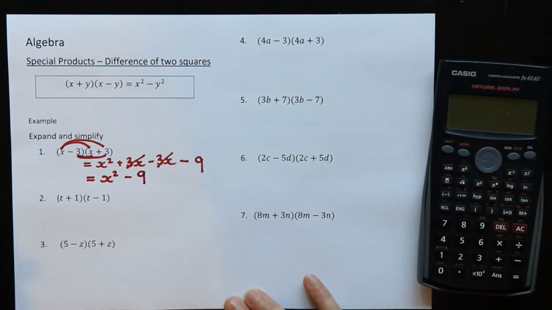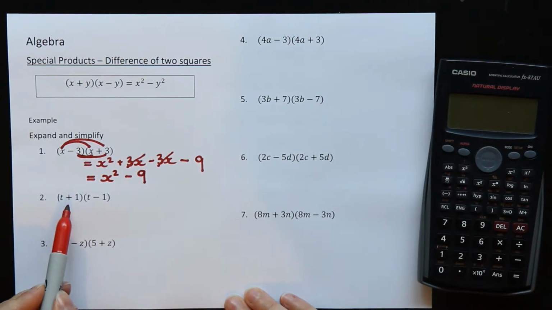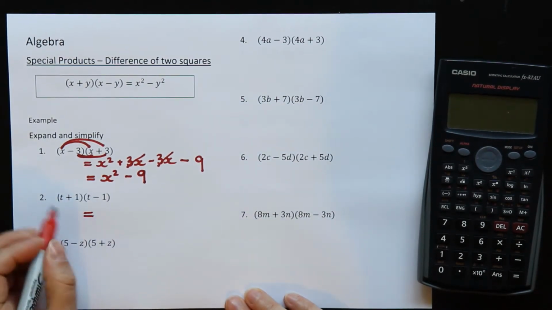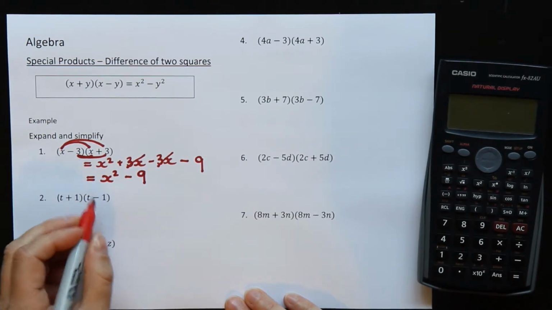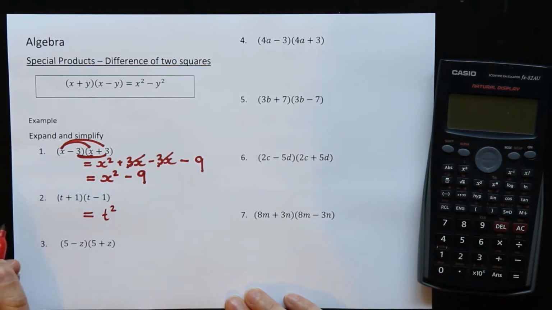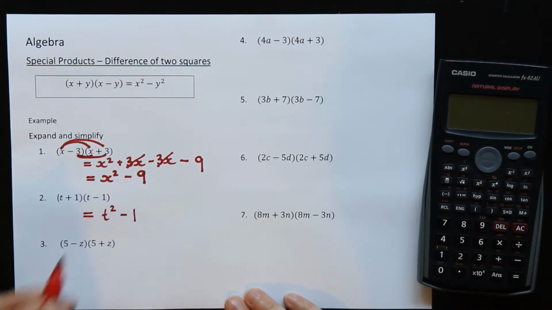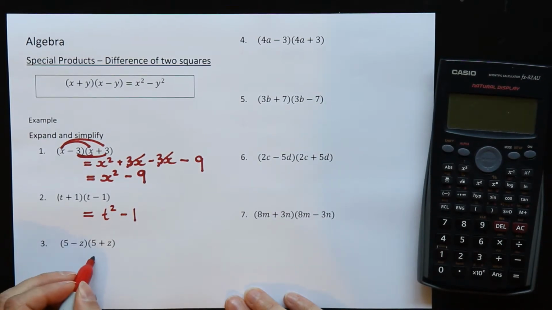So when you come across a question like that from now on, and you can see that the brackets are the same, you can just simply times the first things together. t times t is t squared, and the last together, 1 times minus 1 is minus 1. It's that quick, that easy.